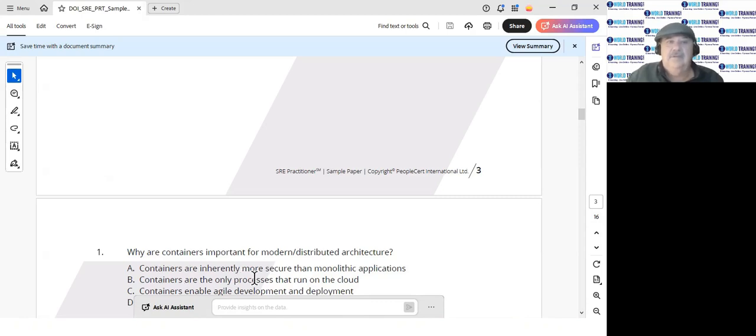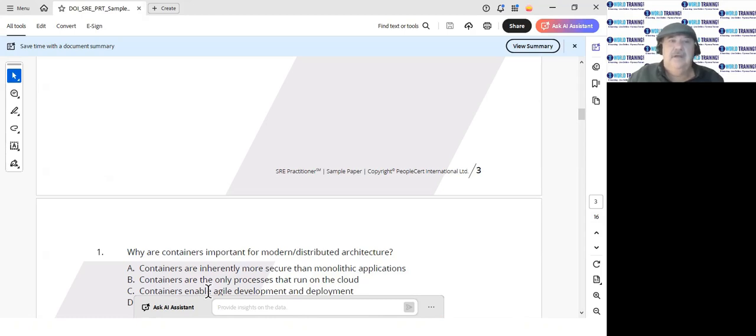Containers are the only processes that run on a cloud. That's certainly not true. You can have other applications running on a cloud. They don't have to be containerized. But there are some advantages using containers in a cloud environment, but that's not a correct answer for the question.